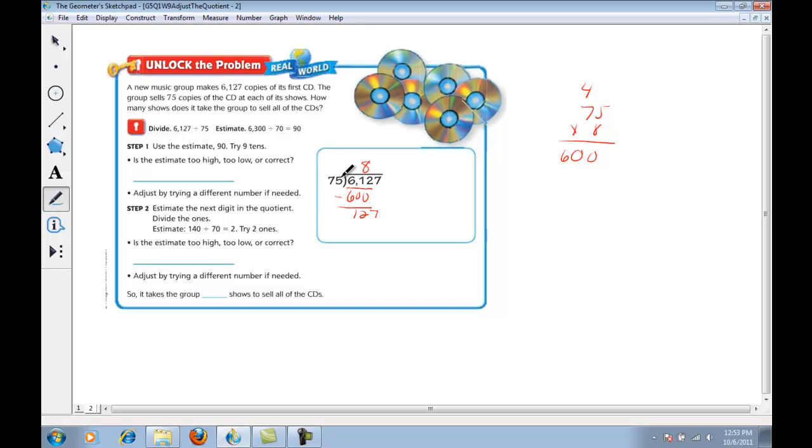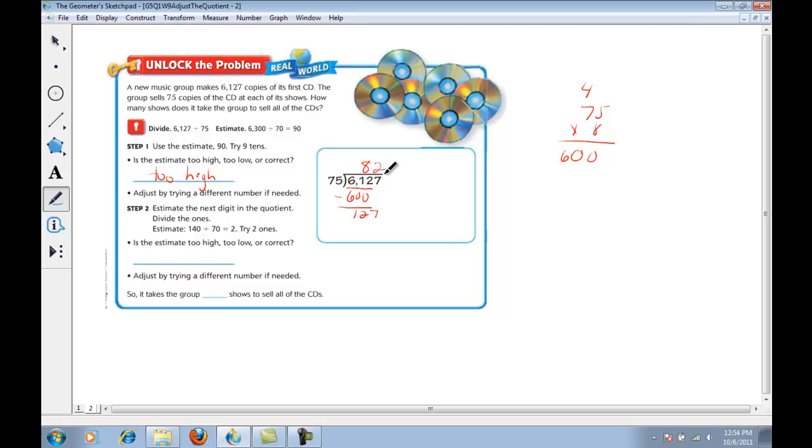Now let's estimate the next digit in the quotient. And I'm going to fill this in here. Is the estimate too high, too low, or correct? It was too high, so we had to try a different number, which was 8. Now we're going to estimate the next digit in the quotient and then divide the ones. We can estimate this to be about 140 and 70. So let's try 2 ones and see if this works.